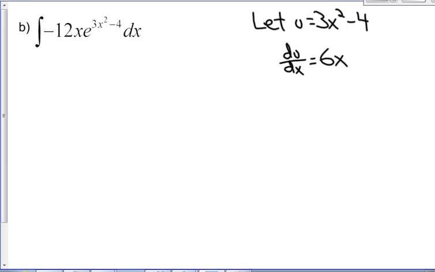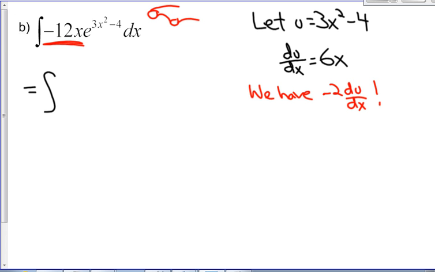And now we take a look over here. What do we have? We don't have a 6x. We have a negative 12x. Oh dear. We have a 6x times negative 2. So we have negative 2 du by dx. That's fine. We can still work that way. We've got some multiple of the derivative.